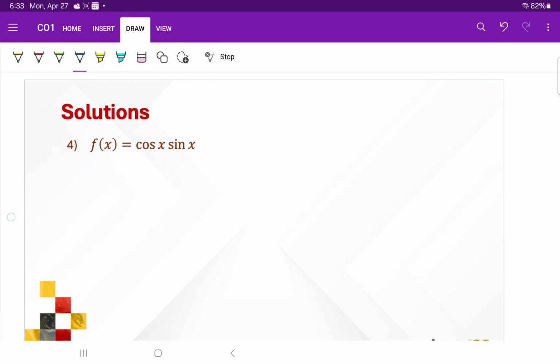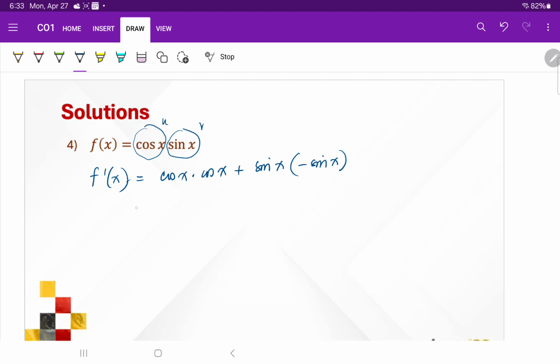Alright, let's go over number 4. So here, how do we find the derivative? So we use here derivative of product. Kasi this will be your u and this is v. So we copy u, cosine x. Derivative of sine is cosine plus sine x, and derivative of cosine is negative sine x times 1. Alright, so this gives you cosine square x minus sine square x.